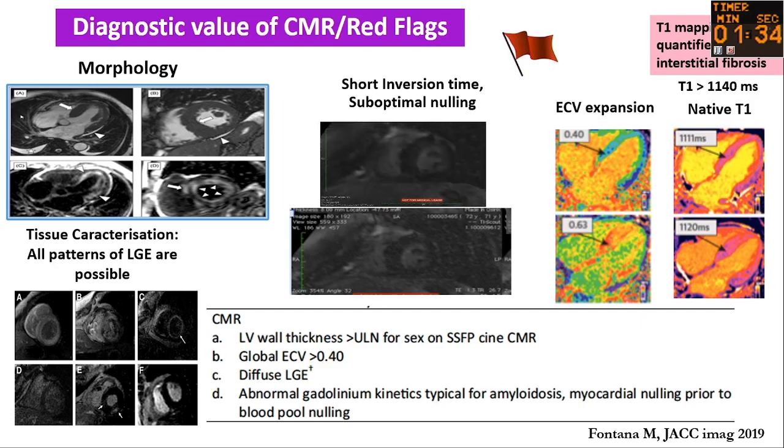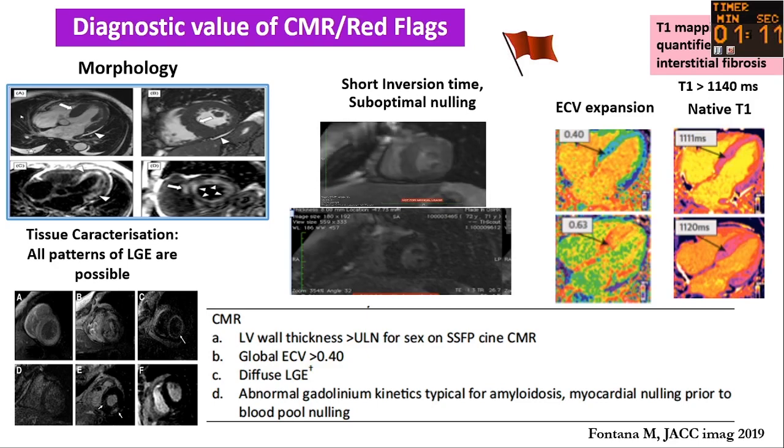The thing that's very important is the short inversion time, suboptimal nulling. This is very common in this disease, and the radiologist is not able to find the right inversion time. The most common and most modern approach is to look at the T1 mapping and the extracellular expansion. And when you have a T1 mapping more than 1164, it's really diagnostic in 92% of the cases of the disease.